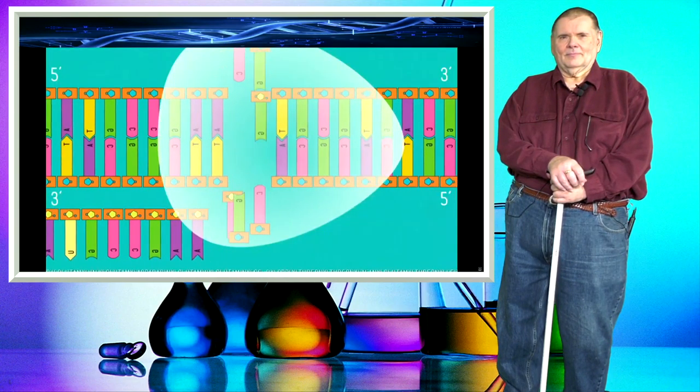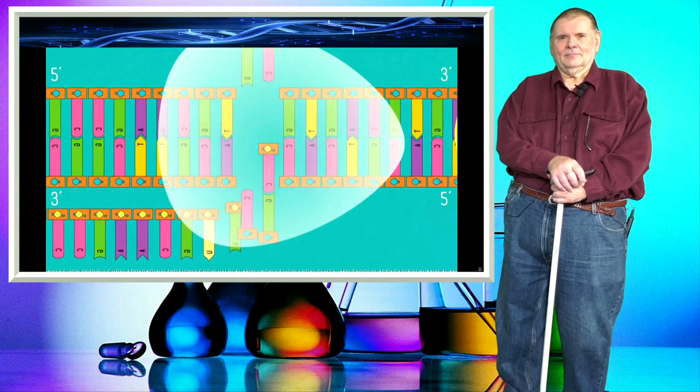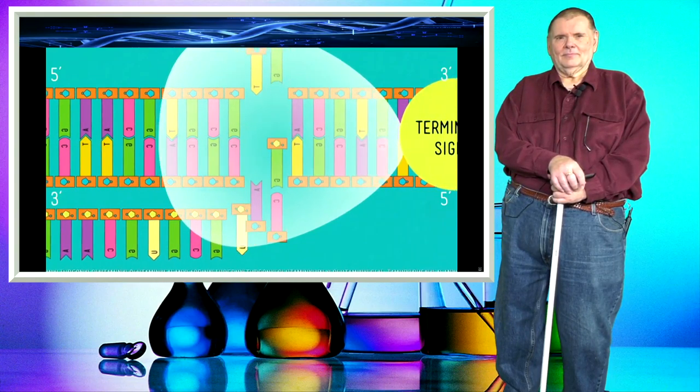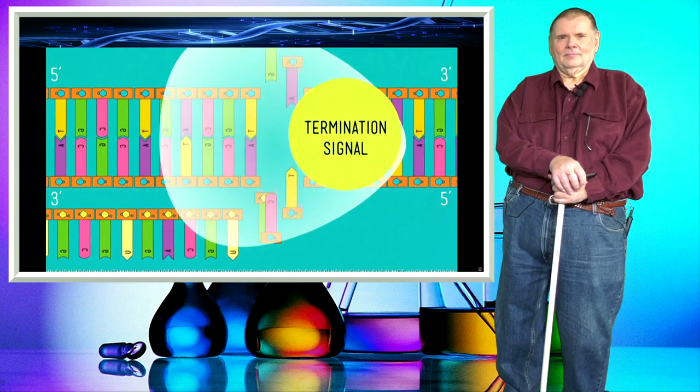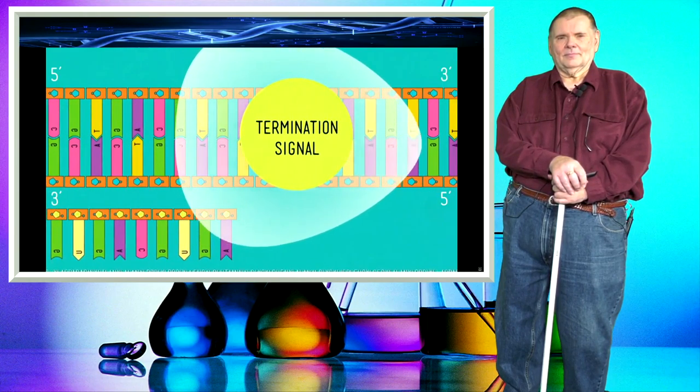As it moves, the RNA polymerase re-zips the DNA behind it and lets our new strand of messenger RNA peel away. Eventually, the RNA polymerase reaches another sequence downstream called a termination signal that triggers it to pull off.